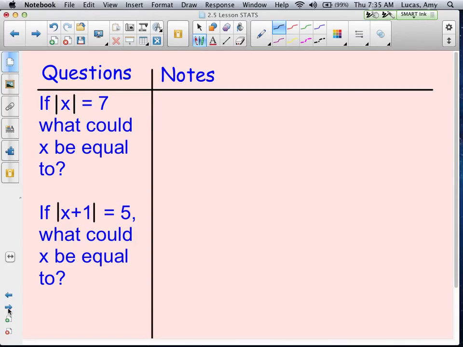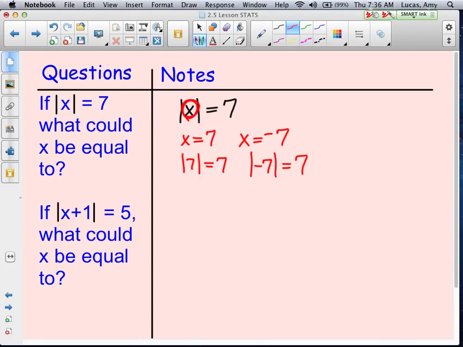So remember what I asked you already. I said if the absolute value of x equals 7, what could that x be equal to? And we said it could be 7 or it could be -7. Because both of those numbers, the absolute value of them, if I plug them in, the absolute value equals 7. So there are two different solutions to that absolute value equation right there. So there are always going to be two solutions.